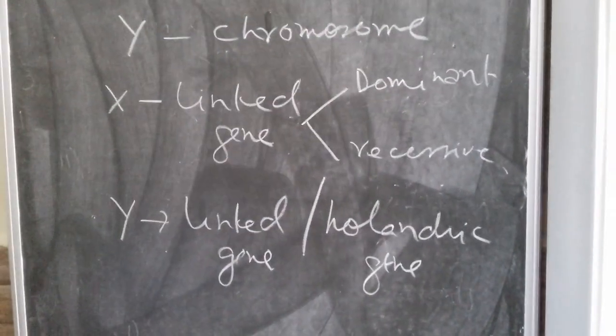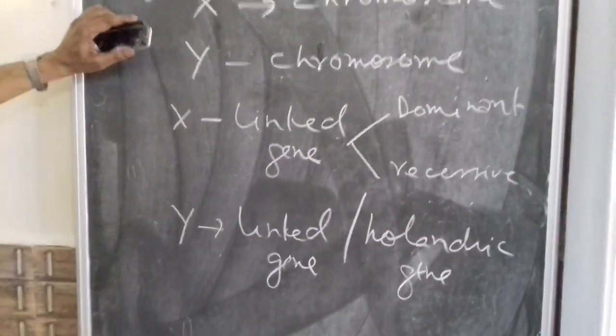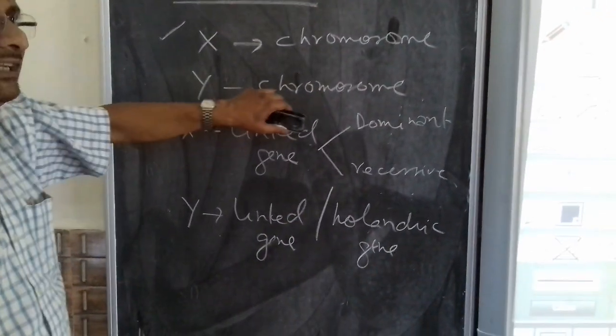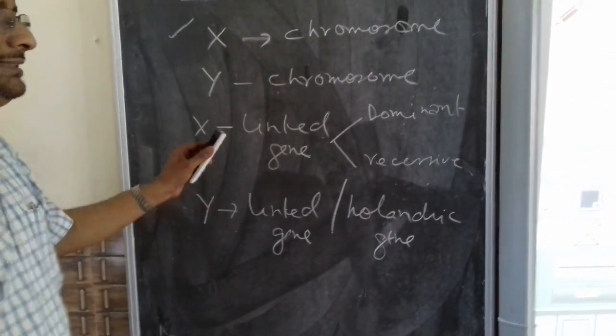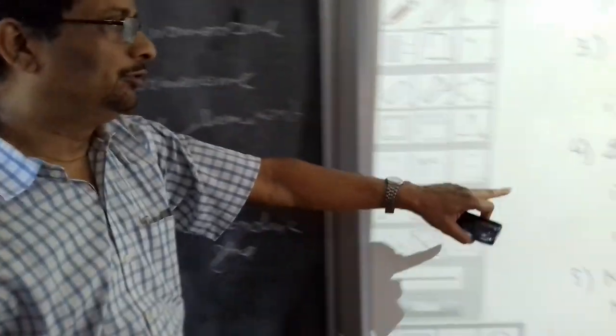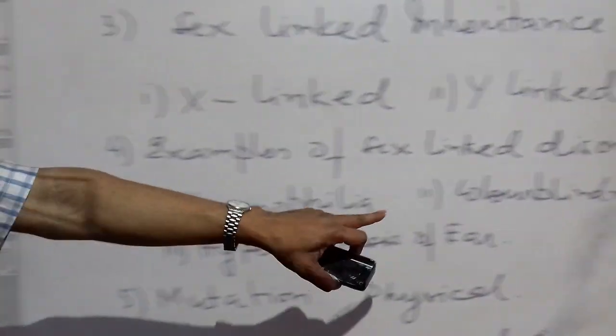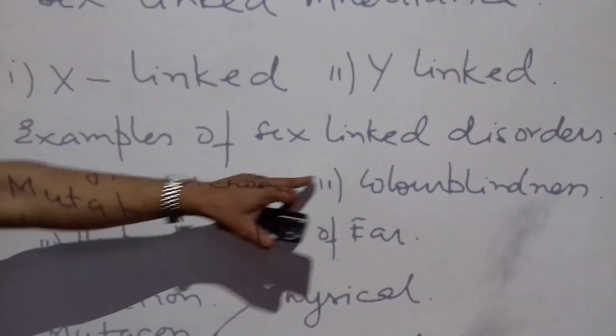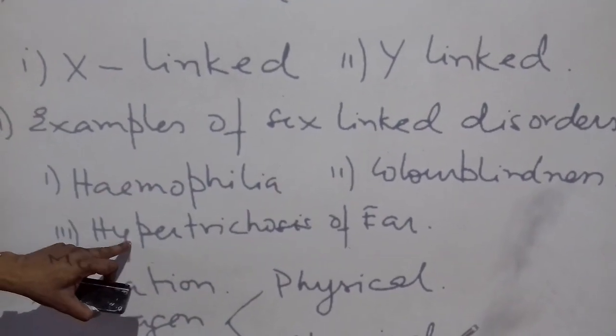Now, we are going to discuss about certain genetical diseases or disorders which are X-linked. Like, say for example, hemophilia, color blindness, and hypertrichosis of ear. Hemophilia and color blindness is X-linked, and hypertrichosis of ear is Y-linked.